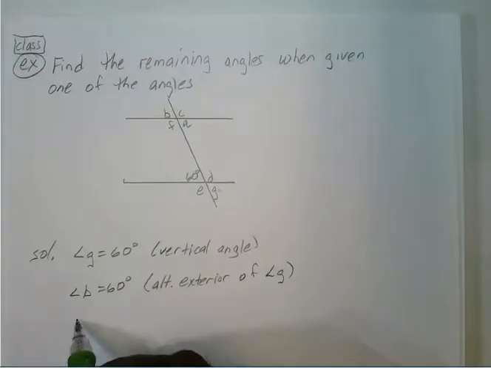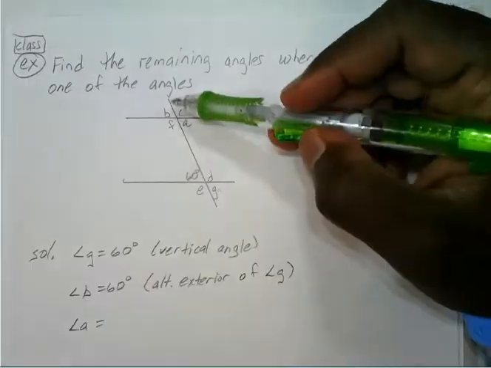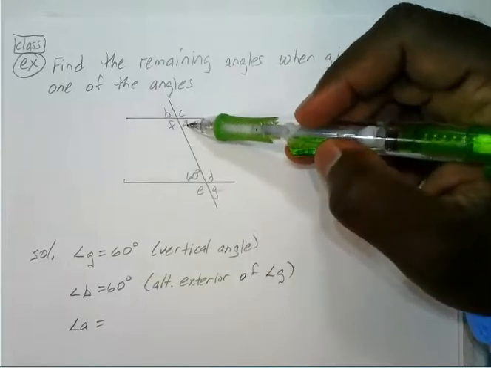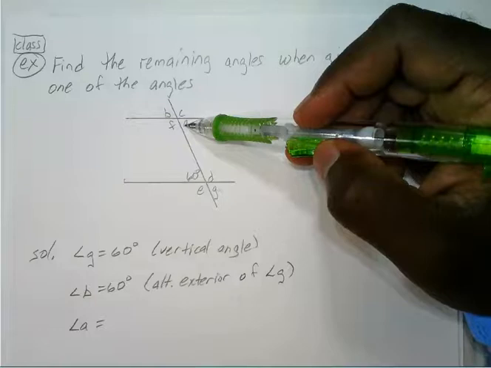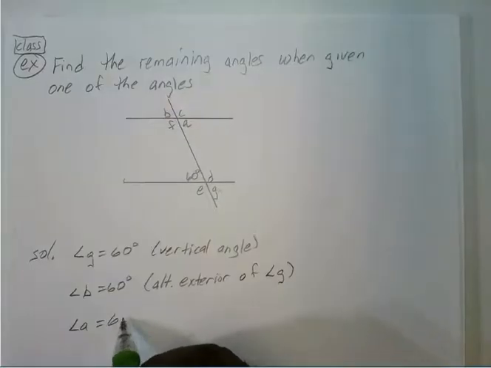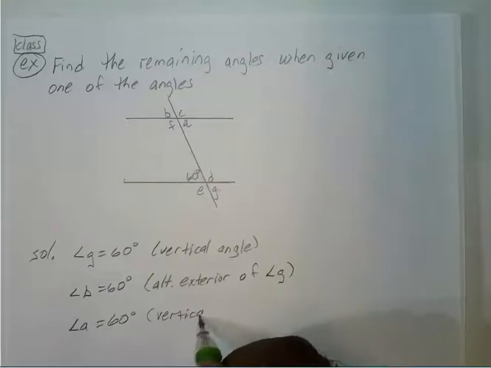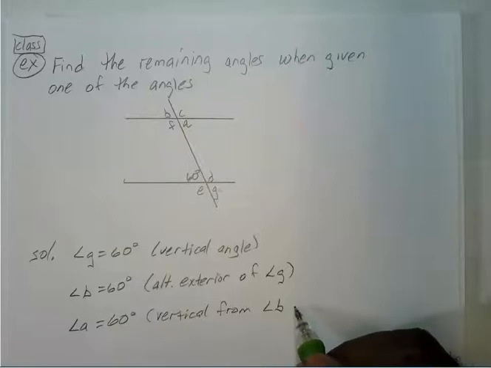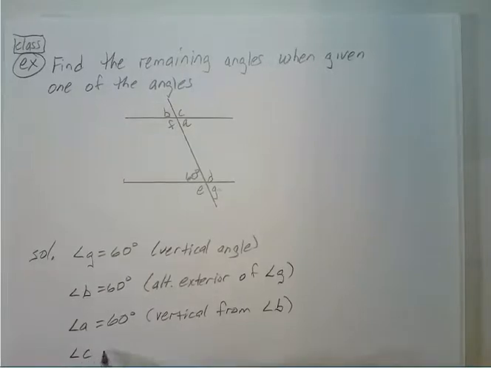All right, next we'll start with angle A. We know that angle B is 60 degrees, and angle A is vertical from angle B, so we know that angle A is 60 degrees. Okay, so what about angle C? We'll go there.